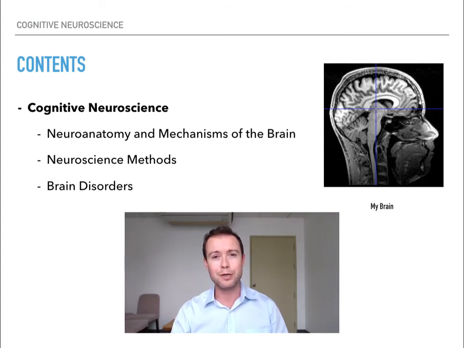We're going to look at some neuroscience methods. So if you're a cognitive psychologist or a cognitive neuroscientist, what are the tools and the methods that you have for looking into and understanding which regions of the brain are active or responsible when we're engaged in particular processes? And finally, we're going to look at what we can learn through studying patients with brain disorders.